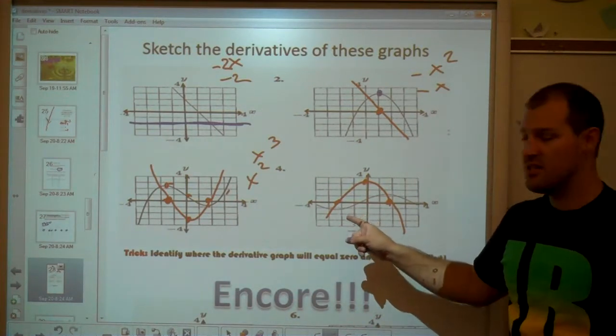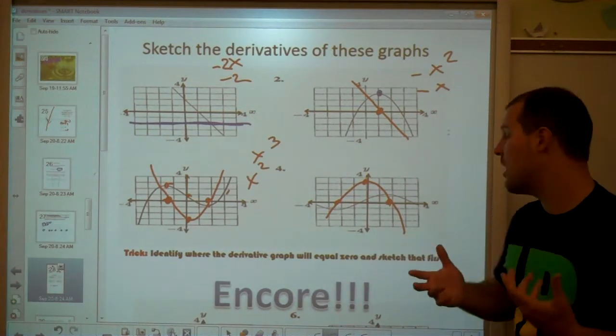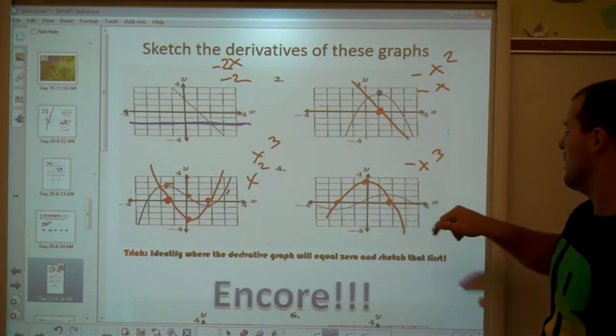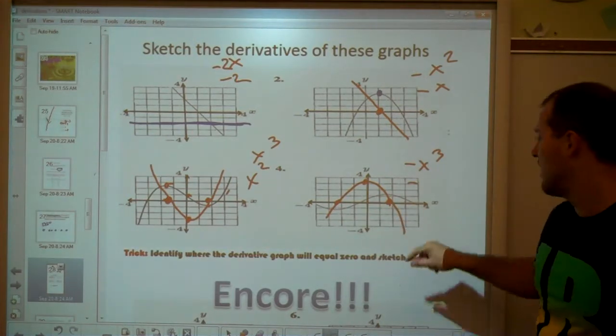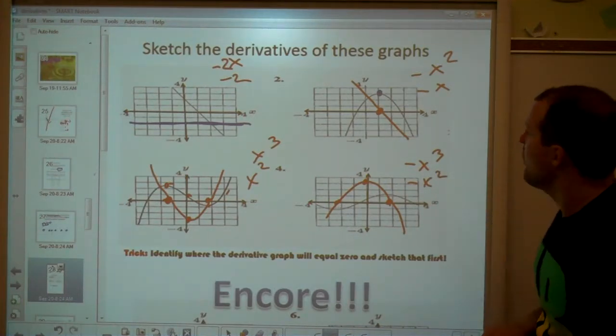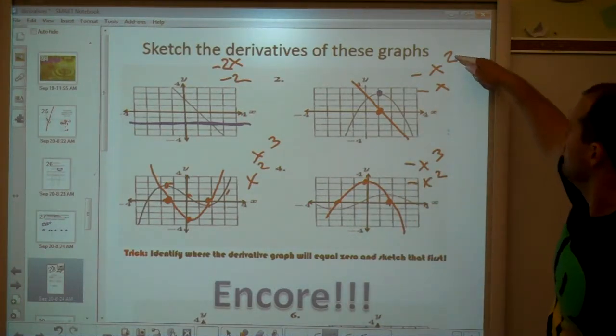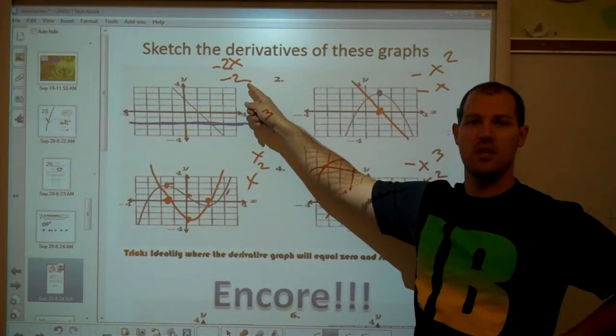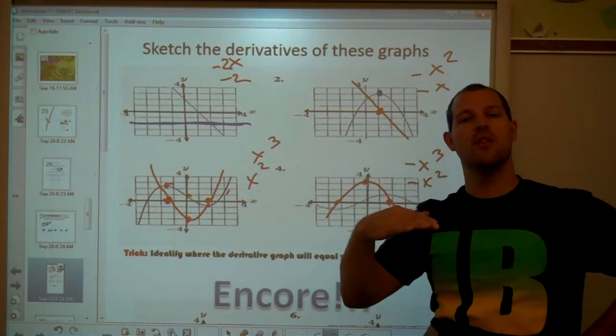And the same thing here. I don't know that it is, but it looks an awful lot like a cubic, or a negative cubic, and the derivative looks an awful lot like a negative quadratic. So what's the pattern? Every time we take a derivative, look at this: 2 down to 1, 3 down to 2, 3 down to 2, 1 down to no power. We lose 1 on the degree.